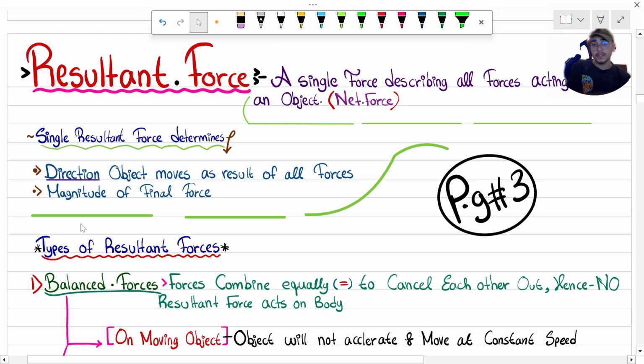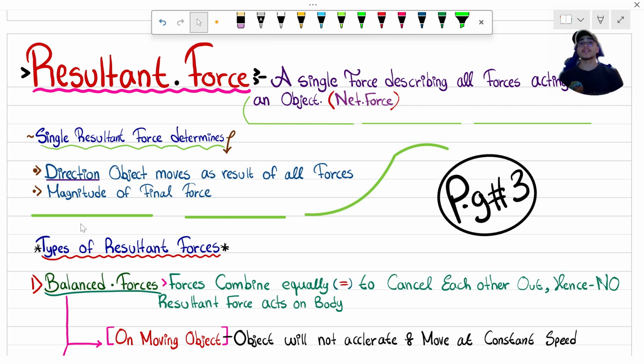Resultant forces. A resultant force is one single force that describes all the forces acting on the object. So an object, for example a car, has gravitational force pulling it downward, thrust moving it forward, friction moving backward. It has many forces on it, and the resultant describes all these forces. It's also known as the net force. A single resultant force can determine the direction an object moves as a result of all these forces acting on it, and the magnitude.